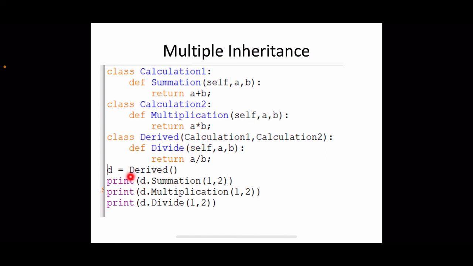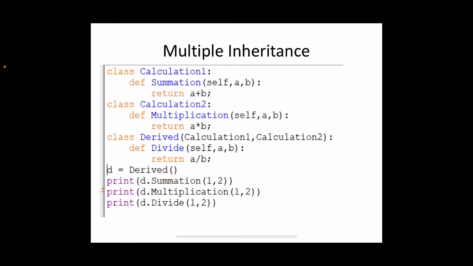You can see here we are creating an object for the derived class, D, and invoking the methods defined in both parent classes. D dot summation of 1, 2, so 1 plus 2 will be returned. Summation is defined within the calculation 1 class, that is inherited by D. Multiplication is another one, also defined by another class, calculation 2. That also we are invoking here. The third one, specific to this derived class, we are also invoking. So this is multiple inheritance.